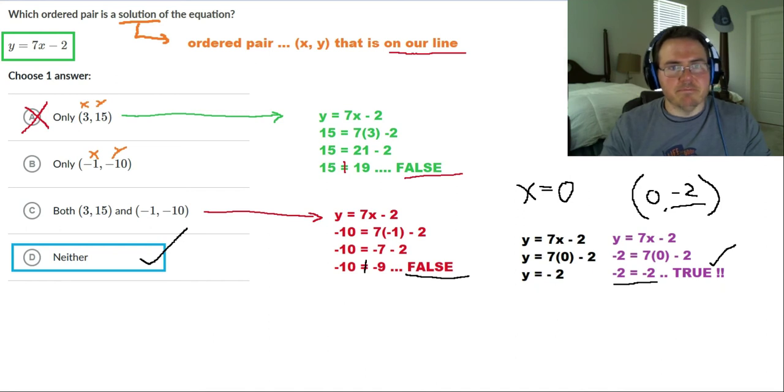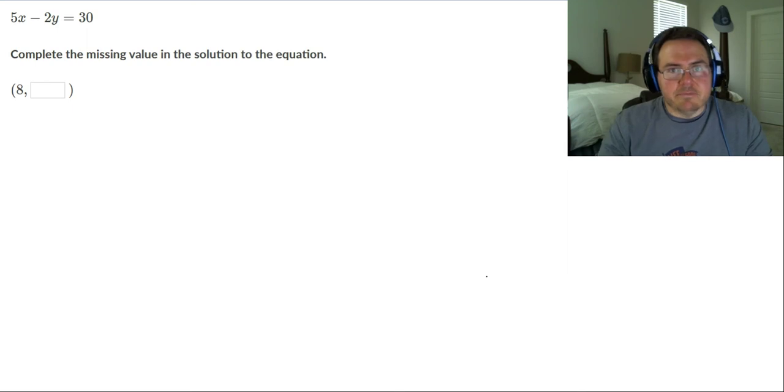Let's try a different problem. And we're back. So here's a different type of problem. Complete the missing value in the solution. Now again, this word shows up right here, the solution to a problem. And if you weren't listening a few minutes ago, here is a small explanation.